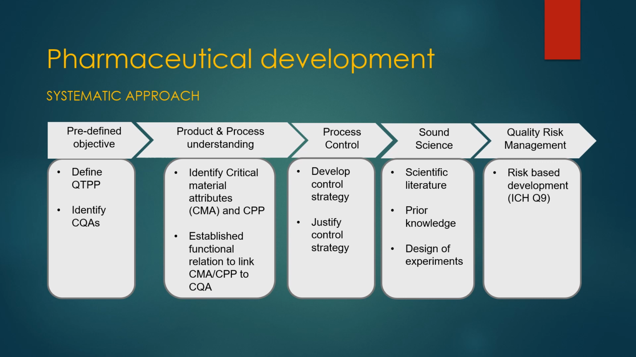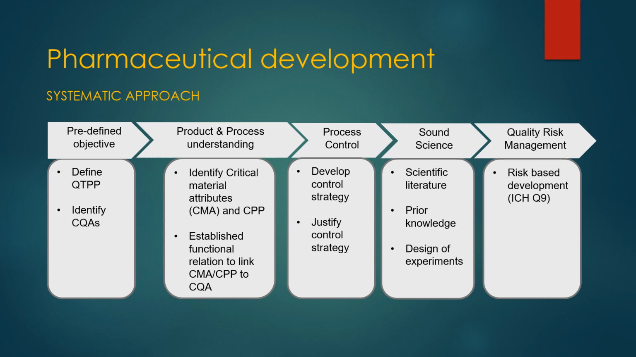Predefined objective. This consists of defined QTPP and identified CQAs. QTPP includes the intended use in clinical setting, route of administration, dosage form and its different strengths, drug delivery system, container closure system, bioavailability, and pharmacokinetic characteristics. Identified CQAs for the drug product qualities are such as sterility, purity, stability, and drug release like immediate release or extended release.